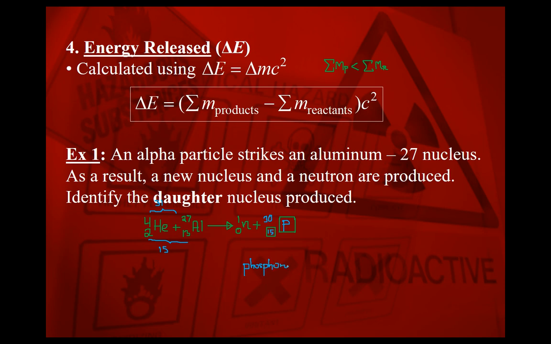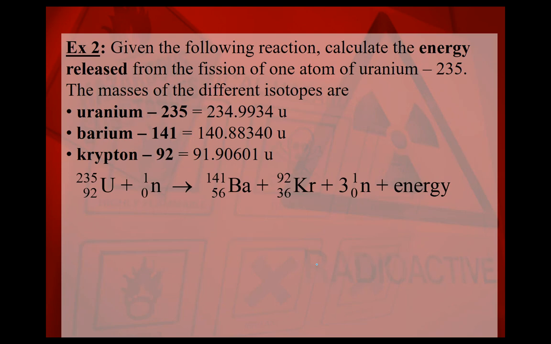Phosphorus, and then a hyphen, and after the hyphen is the nucleon number, so that would be phosphorus-30. Second example. This one deals a bit more with calculating how much energy is emitted in one of these nuclear reactions. Given the following reaction, calculate the energy released from the fission of one atom of uranium-235.